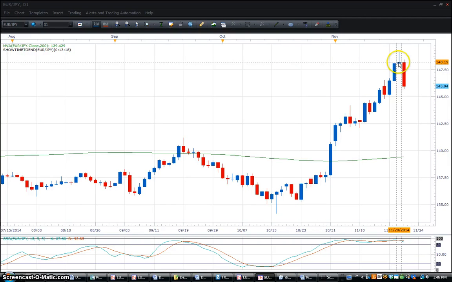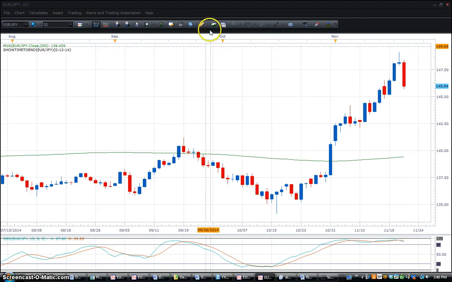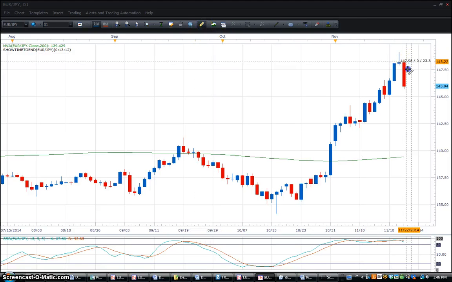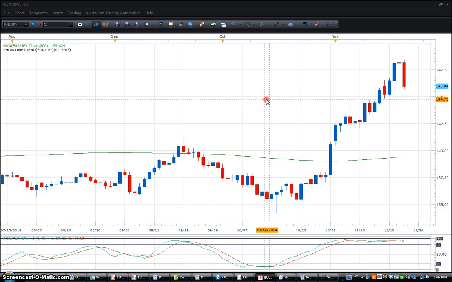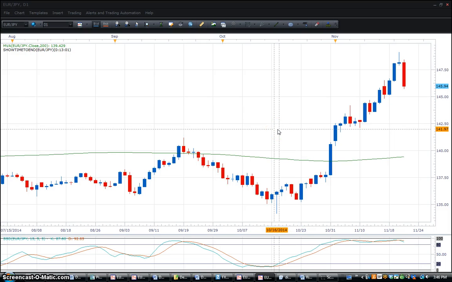Yesterday, we were left with a shooting star candlestick pattern here, and kind of a dramatic pullback today, about roughly 230, 240 pips. Okay, so when do we want to get back into this trade to the upside?